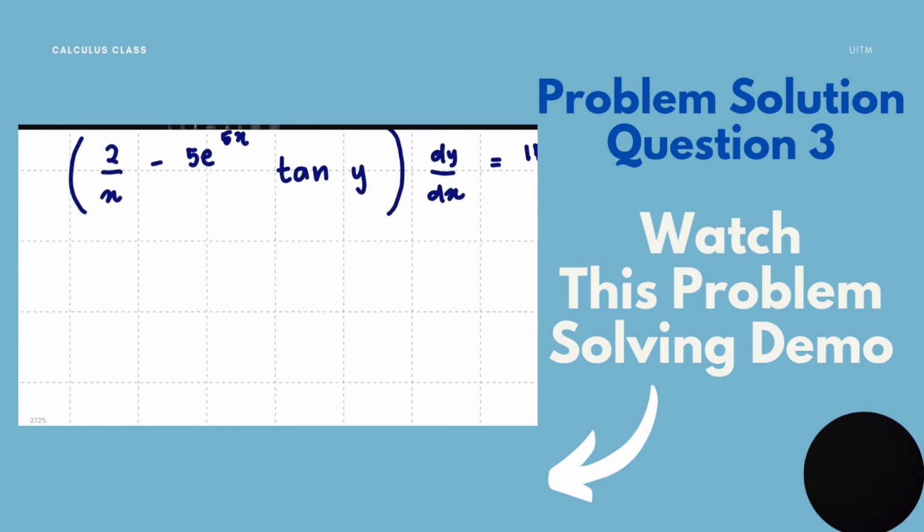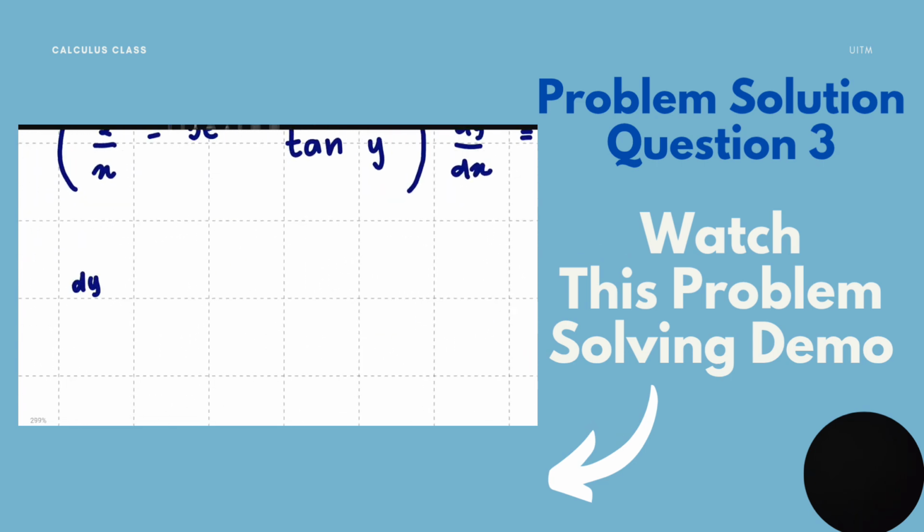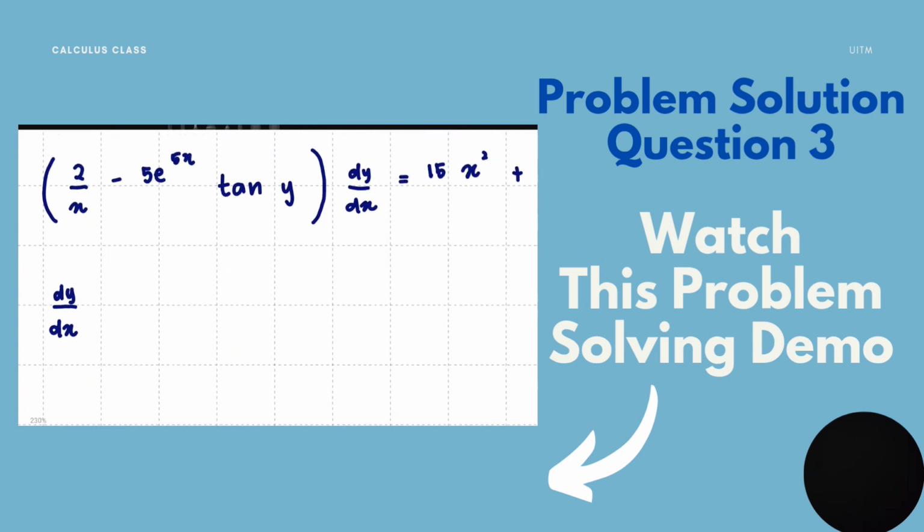So the final answer for this part is dy over dx equal to 50x squared plus 2y over x squared minus 25 ln 5x ln cos y, over 2 over x minus 5 ln 5x then y. That's all for me.